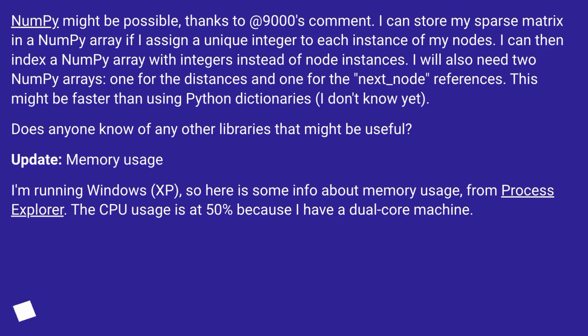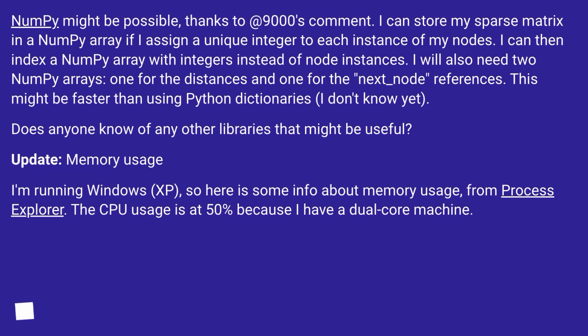NumPy might be possible, thanks to a comment. I can store my sparse matrix in a NumPy array if I assign a unique integer to each instance of my nodes. I can then index a NumPy array with integers instead of node instances. I will also need two NumPy arrays, one for the distances and one for the next_node references. This might be faster than using Python dictionaries, I don't know yet. Does anyone know of any other libraries that might be useful?